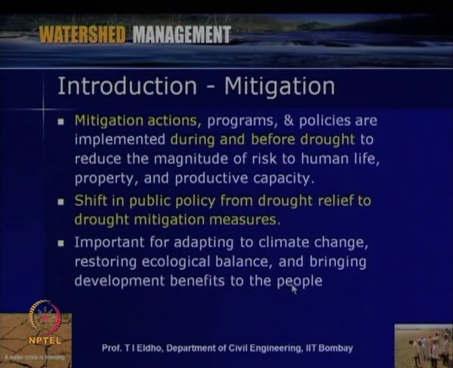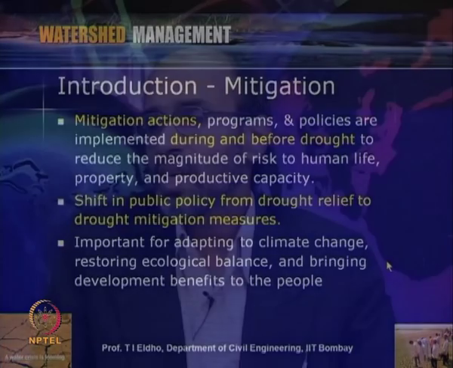So we have to frame the policy in such a way that, whereas in earlier times we gave relief during the drought situation once the drought had set in, now we are looking for various mitigation measures, either before the drought sets in or during the drought. It is important for adapting to climate change. We are all hearing about climate change effects, so we have to see whether climate change will bring drought-like situations. It is important for adapting to climate change, restoring ecological balances and bringing development benefits to the people. So we have to put the mitigation plans in place as far as drought management is concerned.